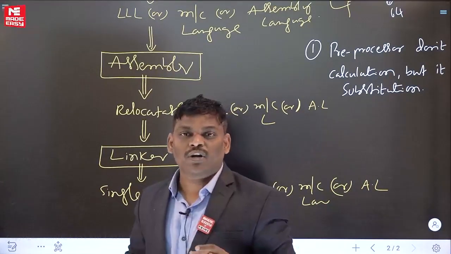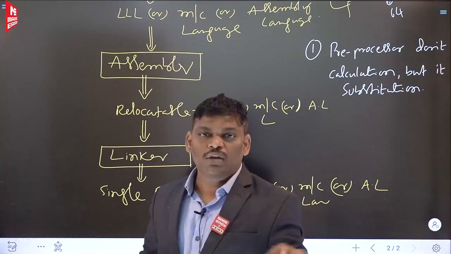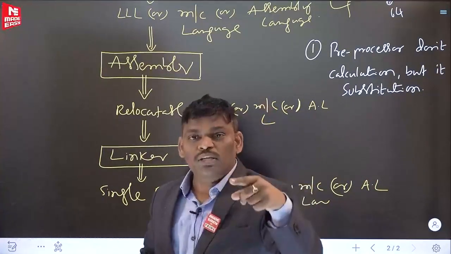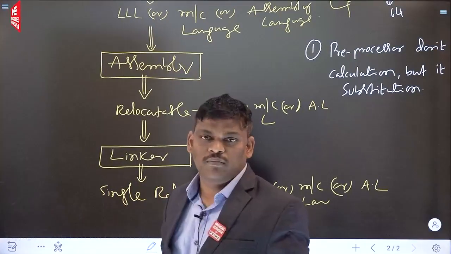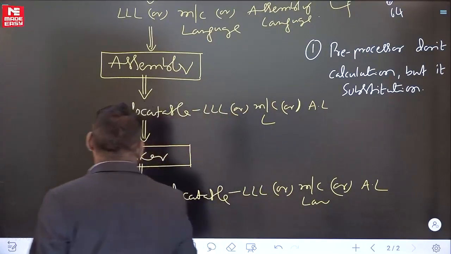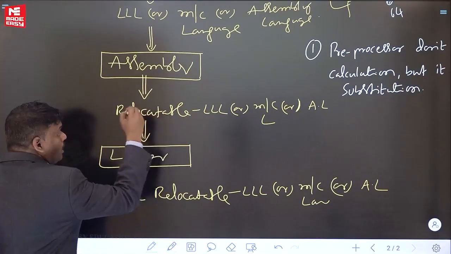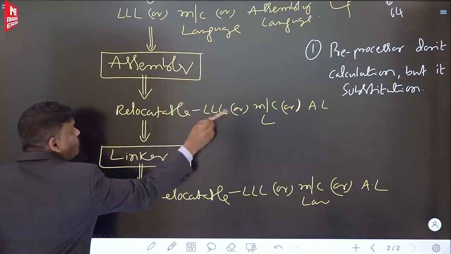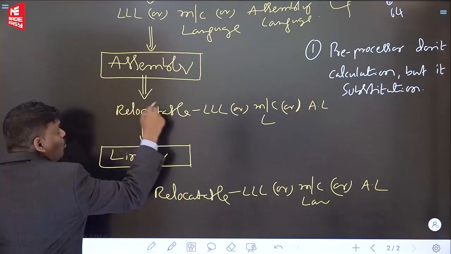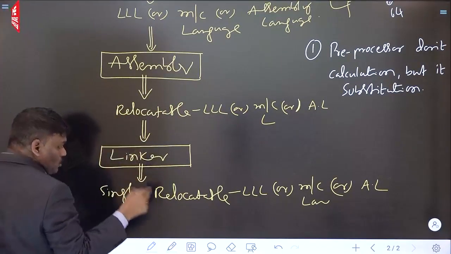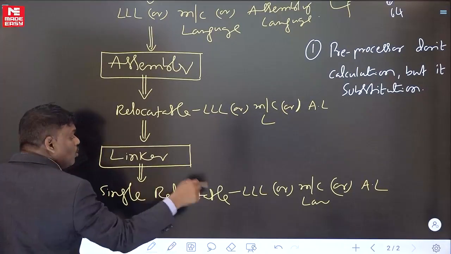What is the best idea? While going from hard disk to main memory, first of all, before going, just do linking. The linker will do that. Linker input: many relocatable low-level language files. That is the input to the linker. Output is going to be a single relocatable low-level language file.